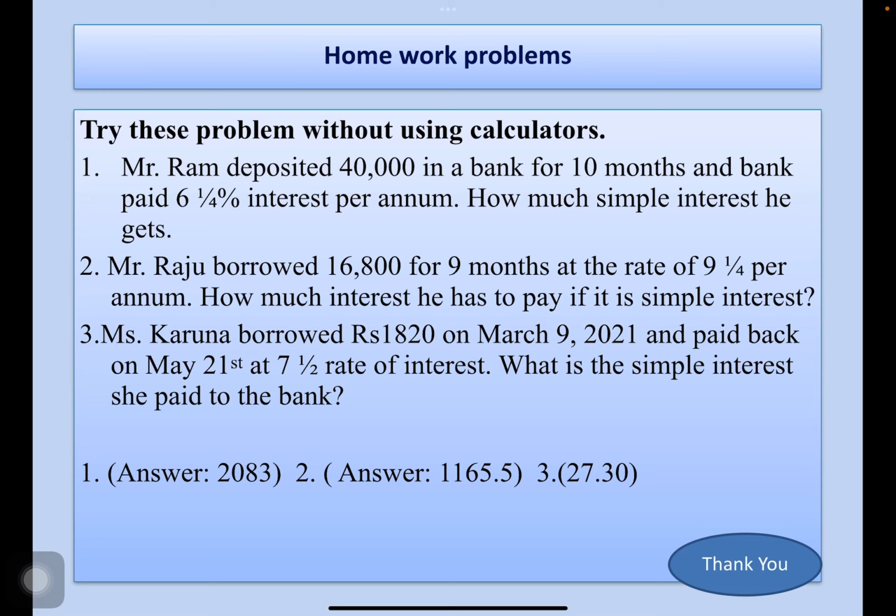Here I give some problems for you to try. Mr. Ram deposited 40,000 in a bank for 10 months and the bank paid 6 1/4 interest per annum. How much simple interest does he get? P is given, T is given, and R is: 6 4s are 24 plus 1, 25 by 4. Apply in the formula. In the same way, try the second one and third one on your own, answers are given.